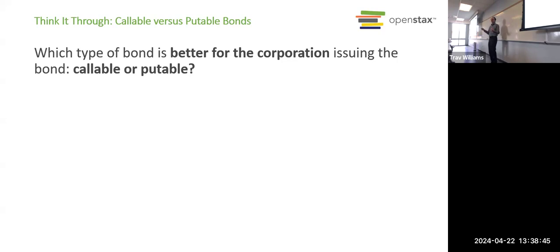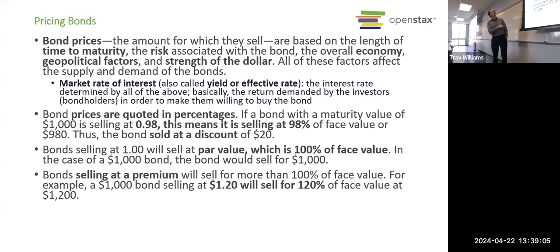It's basically just something that they can offer. But if they're having a hard time selling their bonds, they make them puttable, the investors might be willing to buy them. Or maybe the investors will pay a little more for a puttable bond than they would for a regular bond. Okay. All right. Any questions?